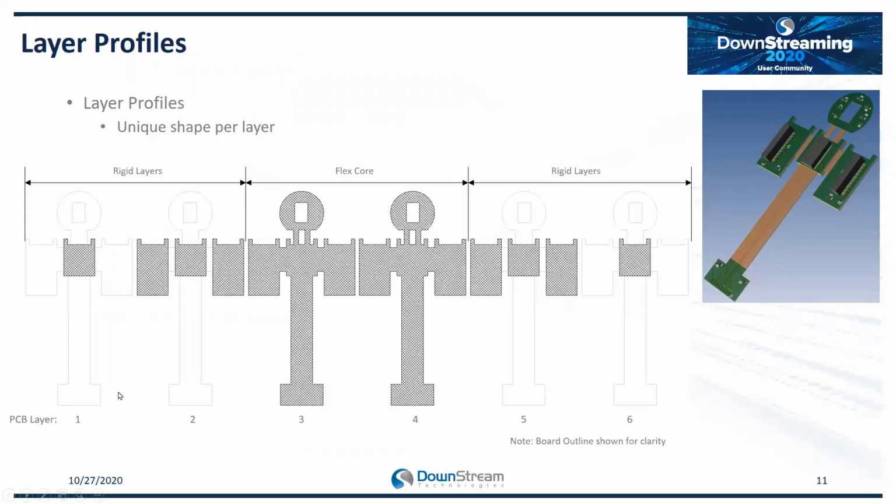Now, layer profiles. Layer profiles, as I said, are unique shapes per layer. In this particular design, it's a flexible core center. So layers 3 and 4, which are actually in this design, it's 8 layers, but the center layers are a flex core, so they have the same shape. And as you can see, some of the outer layers and layers between them have unique shapes. That's what represents the layer profile.